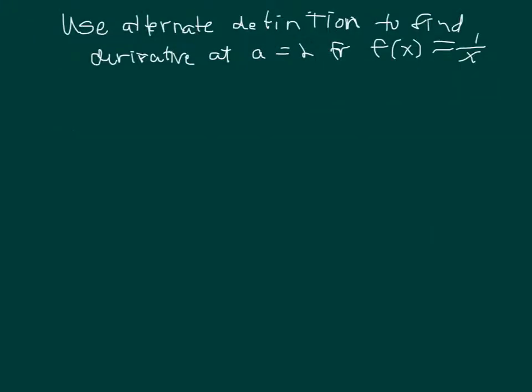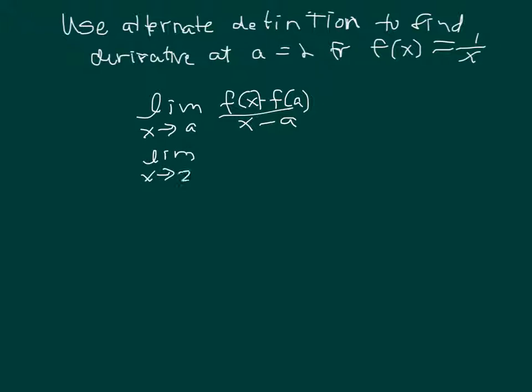Okay, so now we're going to try an example where we apply the alternative definition. We've already done this problem previously, but we're going to look at f of x equals 1 over x, and we want to see what the derivative is at a equals 2. So we're going to use the alternative definition, the limit as x approaches a of f of x minus f at a all over x minus a. Because a is 2, I'm going to plug a equals 2 in, so I'm looking at the limit as x approaches 2.